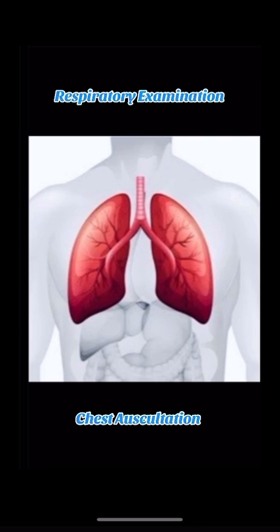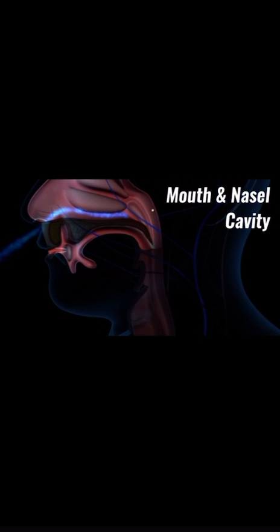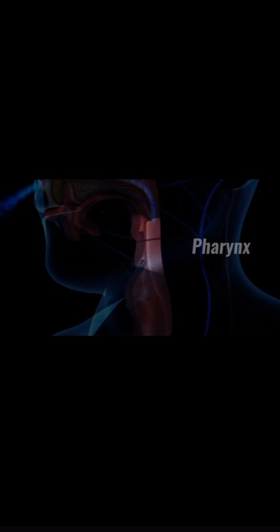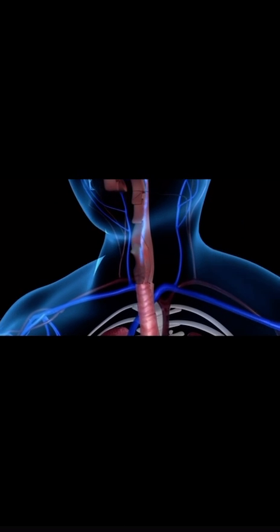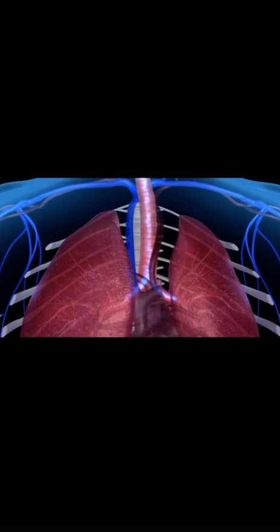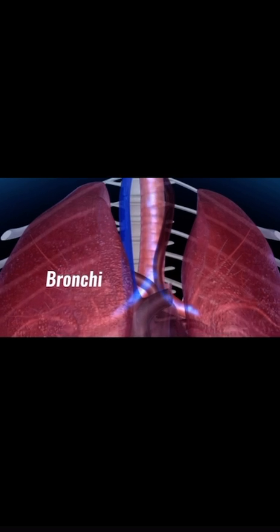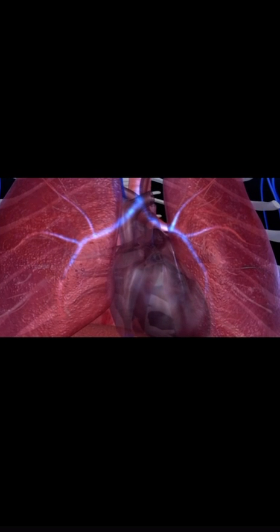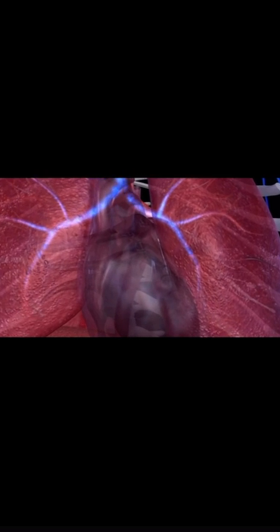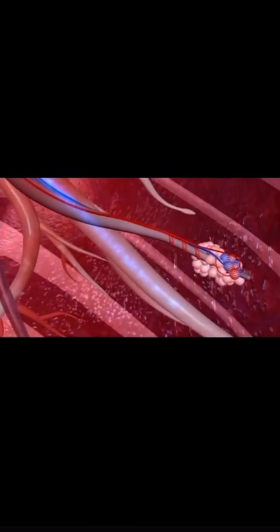Respiratory examination, chest auscultation. Air enters the respiratory system through the nose or the mouth, where it passes into the pharynx, then into the larynx, also known as the voice box. From there it passes down the trachea, also known as the windpipe. The trachea divides into two small tubes, known as the bronchi, which lead to the left and right lungs, where they split into tertiary bronchi, which divide, forming bronchioles, which are narrow tubes leading to the alveoli for gas exchange.